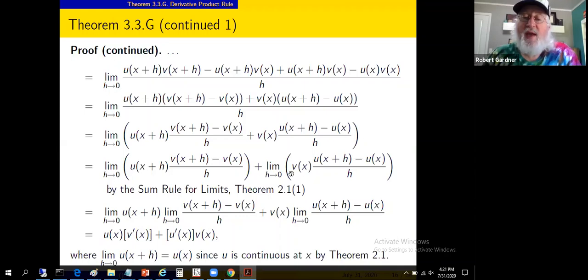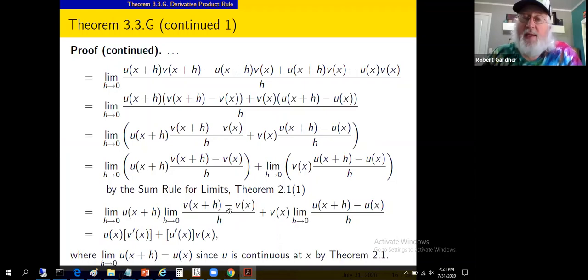And you see this v of x inside this limit? That's constant with respect to h. H changes, this doesn't. We can treat it as a constant and bring it out front, constant multiple rule for limits. So we're using product rule for limits, constant multiple rule for limits, and the sum rule for limits. So it actually involves quite a bit of the limit properties. But we can bring the v of x out front. And what we're left with is a limit of a difference quotient.